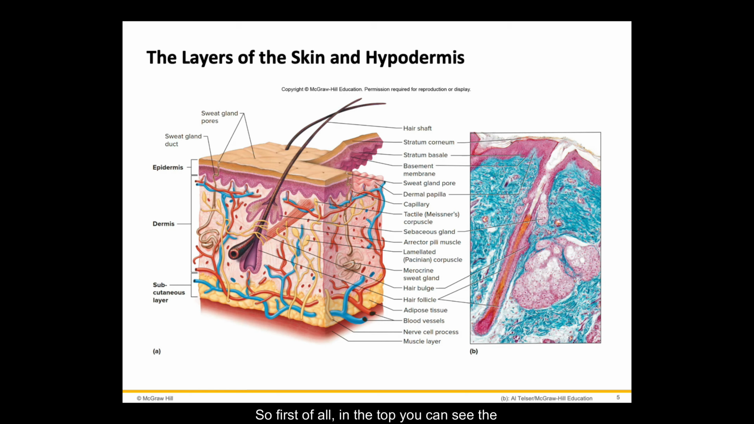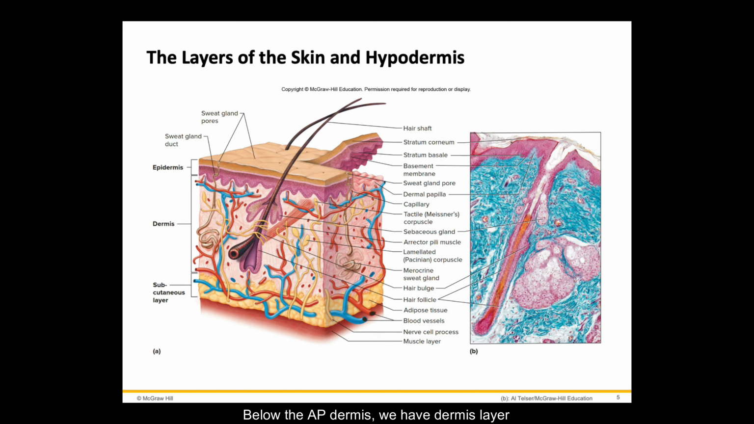This slide depicts various layers of skin. First of all, at the top you can see the epidermis, which is a relatively thin layer. As I said earlier, this layer is made of epithelial tissue. The specific type of epithelial tissue is stratified squamous epithelium. However, at the top it also has a layer of dead cells, which is basically the keratinized layer.